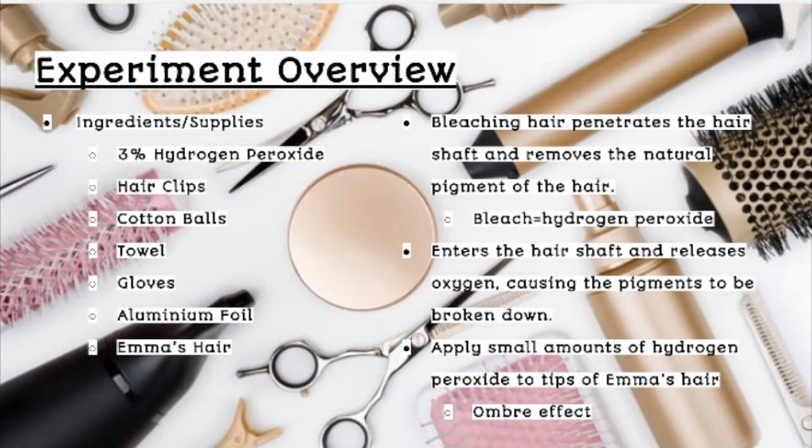Once the hair was saturated with hydrogen peroxide, the compound entered the hair shaft and released oxygen in a redox reaction, causing the natural pigments of Emma's hair to be removed and ultimately causing Emma's hair to appear lighter than natural. Although the experiment was successful, it could have been improved by leaving the hydrogen peroxide in Emma's hair for slightly longer in order to produce more dramatic results, although this was not necessary. Now we'll show you before and after pictures of Emma's hair during the experiment.